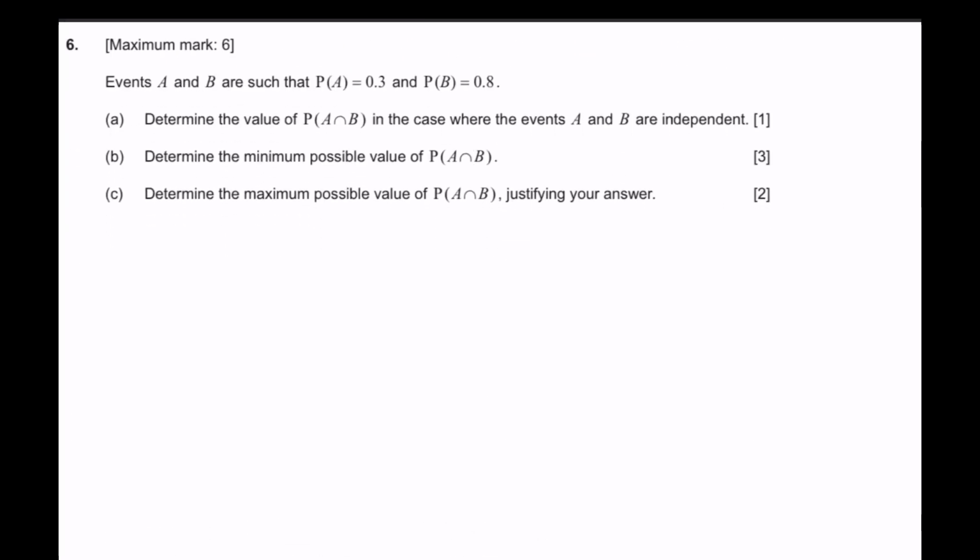Now in question 6, we have events A and B such that P(A) equals 0.3 and P(B) equals 0.8. So we have to determine the value of P of A intersection B in the case where A and B are independent. So if events A and B are independent, we can write P of A intersection B as P(A) times P(B). This would be equal to 0.3 times 0.8, which is equal to 0.24.